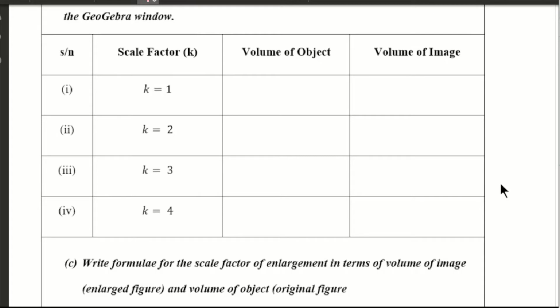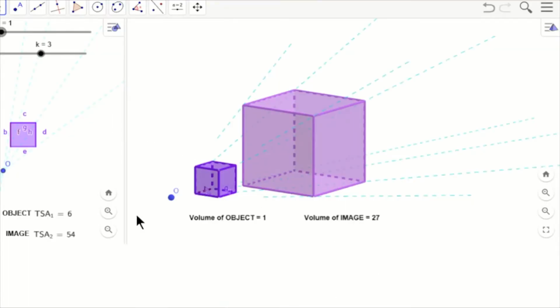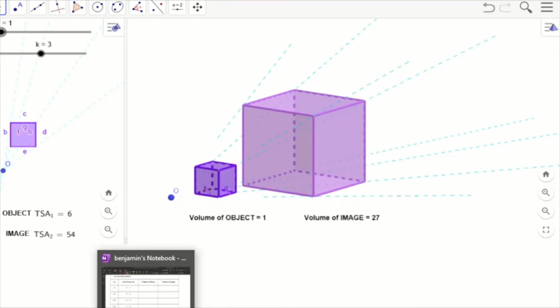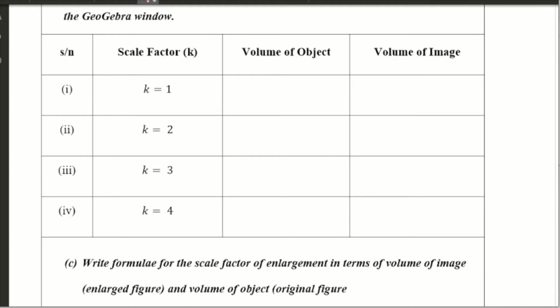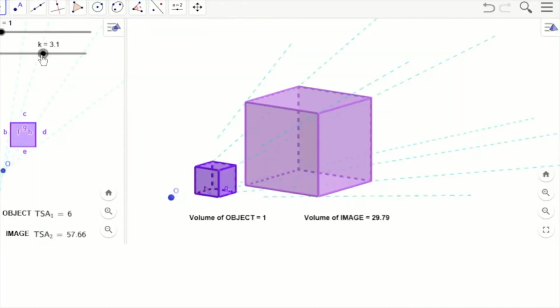Now let's move on to the second part of the activity, where we are to make recordings of the volume of the object and the volume of the image. In the same way, let's adjust the scale factor. We have a scale factor of 1.